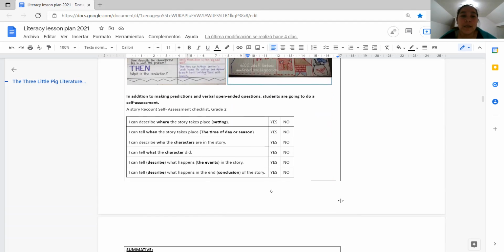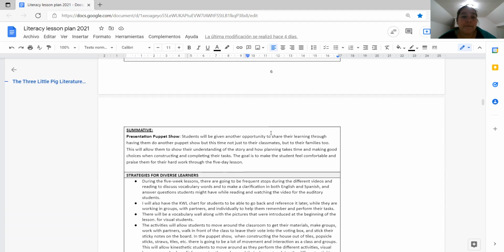And this is making predictions and verbal open-ended questions. Students are going to do a self-assessment. For example, the teacher will say, I can describe where the story takes place, and the student is going to make a check mark in either yes or no. And I can tell when the story takes place, the time of day or season, and the student is going to check either yes or no, and they will continue on.